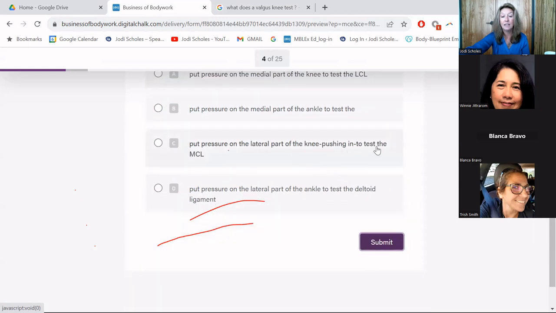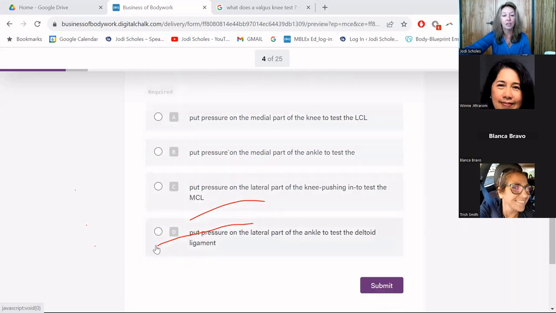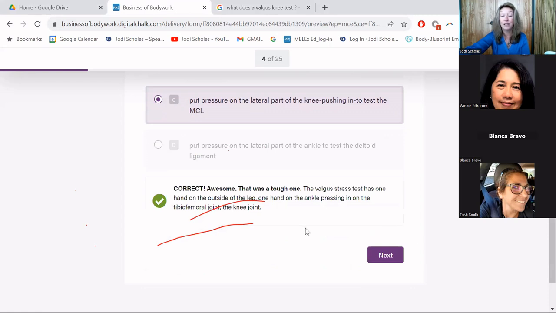You see how C says test the MCL? Careful how it's worded, because we had four answers that said, oh, test the LCL. Valgus test tests the medial ligament, whether it's the ankle or the knee. Good. So that's going to be C. Yes, that was a tough one, right?